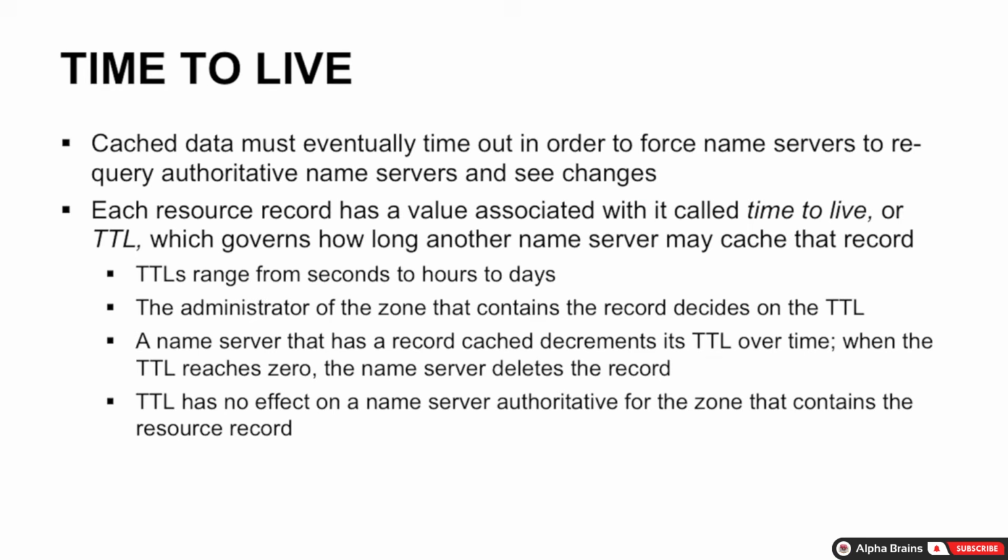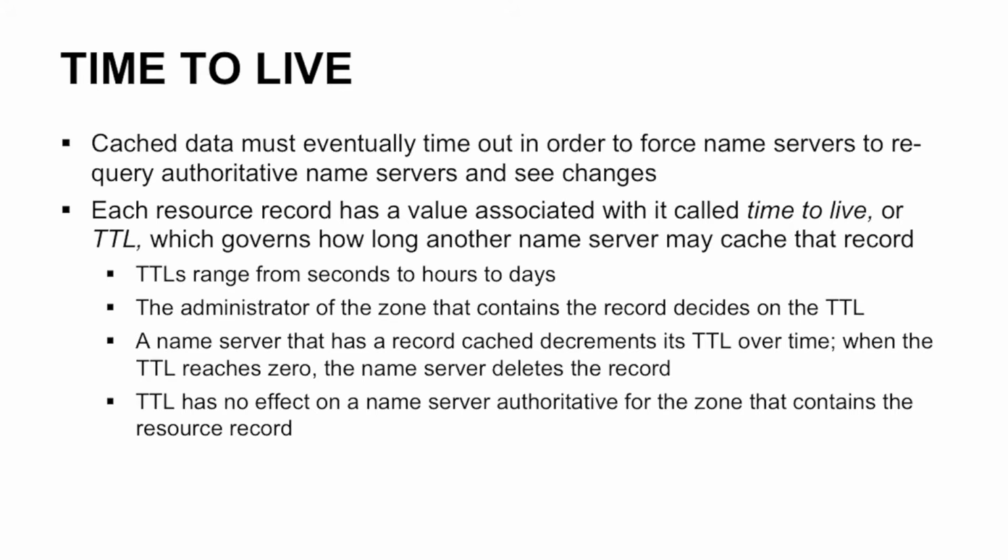Of course, you can't cache resource records forever, because sooner or later someone might need to change the address of a web server or add or decommission a name server. So each resource record, as we'll see shortly, carries a value called its time to live, which tells a name server how long it can cache it. TTLs typically range from seconds to hours to days, and it's the administrator of the zone that contains the resource record that decides on that record's TTL.